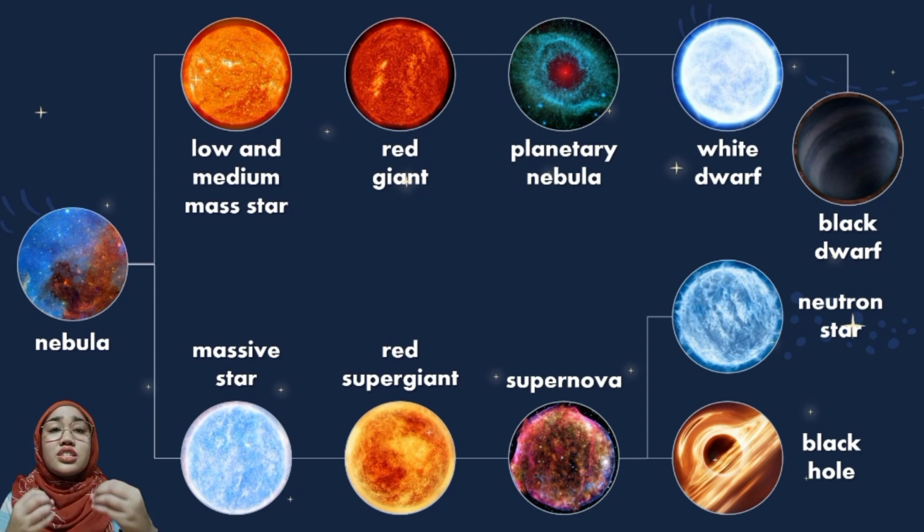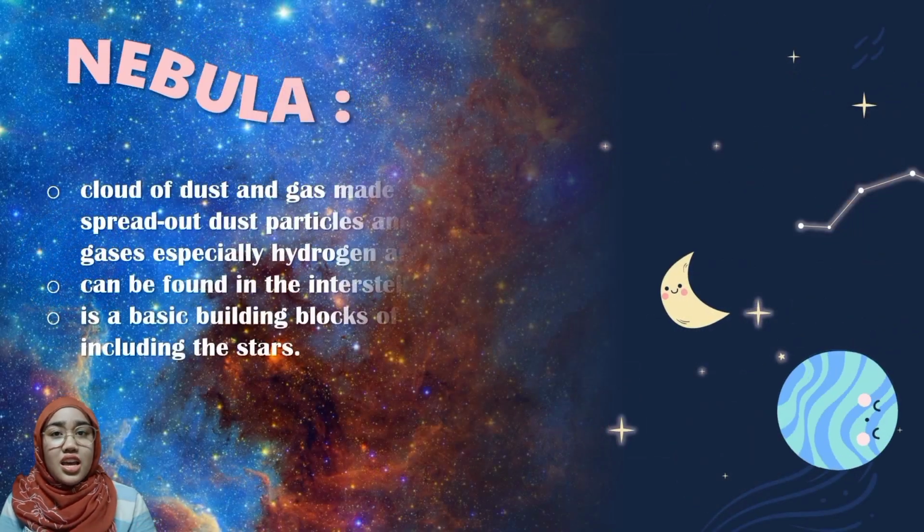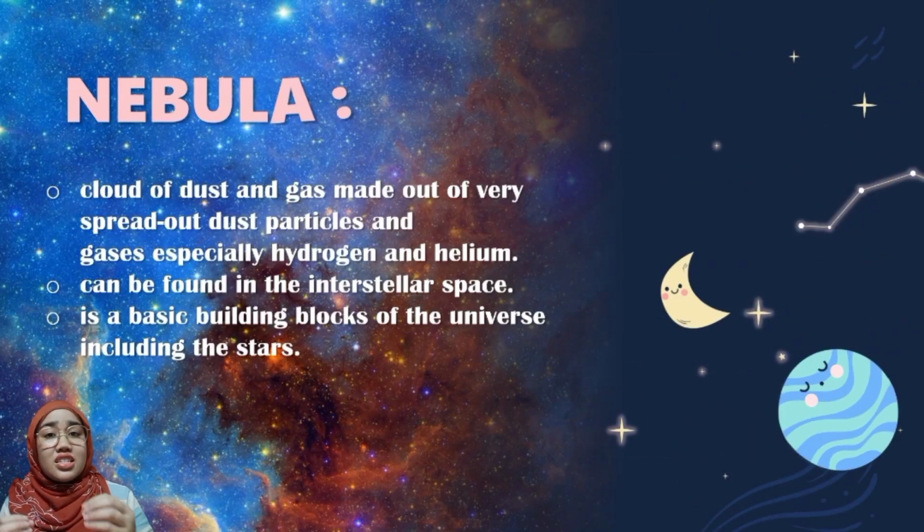As we can see, it all starts from the nebula. But what is a nebula? Nebula derives from the Latin meaning little cloud. It's a cloud of dust and gas found in interstellar space. They are known as the basic building blocks of the universe, including the star. They are made of very spread out gas and dust particles resulting from dying star explosions.